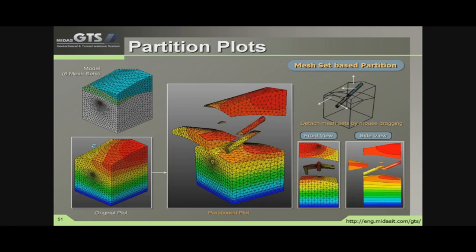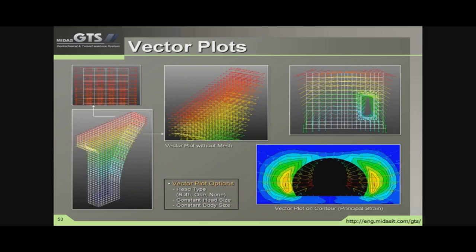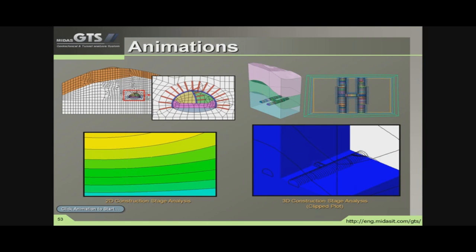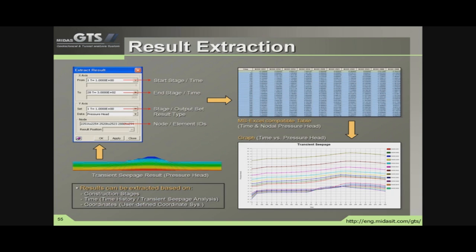You can also obtain clipping plots. As you can see here, partition plots can also be obtained. You can create partition between various mesh sets, and you can obtain the stresses for the same. Hybrid plots, which include the hybrid of contours and the vectors, can also be obtained. You can also create animations in Midas GTS, and you can select the animation and save it as an AVI file. So you can create your reports. You can create reports in a better manner by including the animations also.